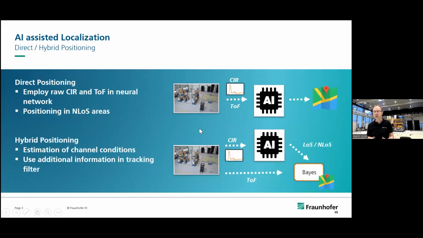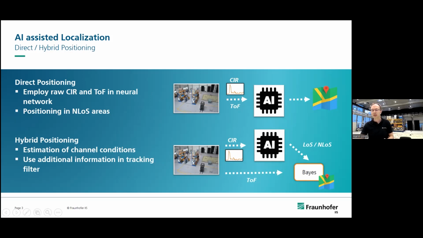When we now come to the AI-assisted localization, we distinguish here between a direct and hybrid positioning. So the direct positioning is also what we saw here in the demo case a few minutes ago. That is, we collect channel impulse responses, and in this case, time of flight information too. We train a neural network with it, and then we use the neural network for the positioning. So direct, because you directly use the neural network from input to output to get a position. Hybrid positioning, on the other hand, there we estimate the channel conditions.